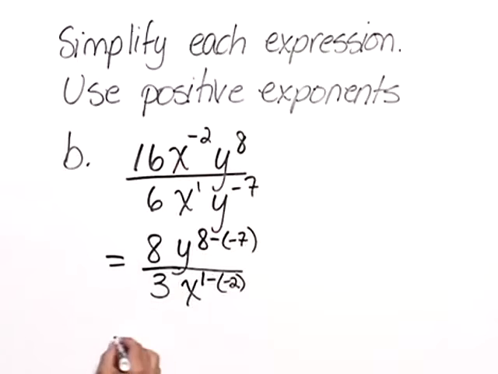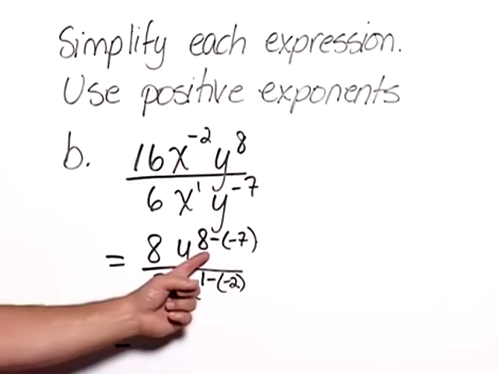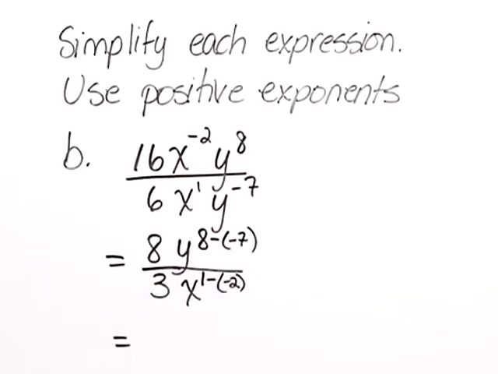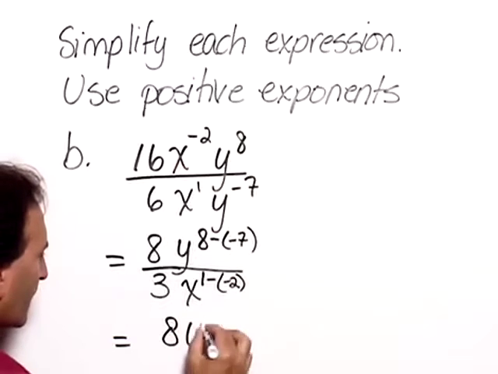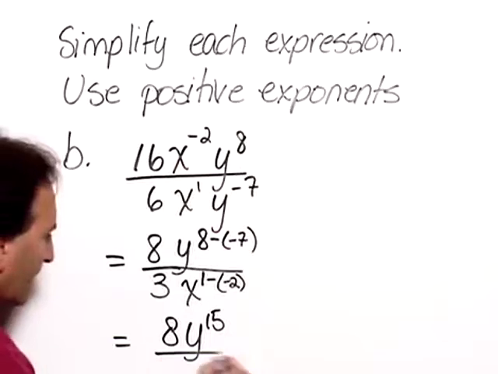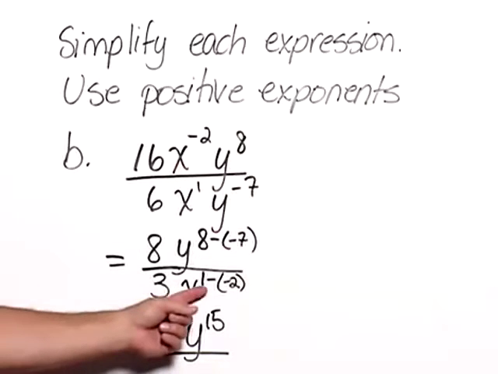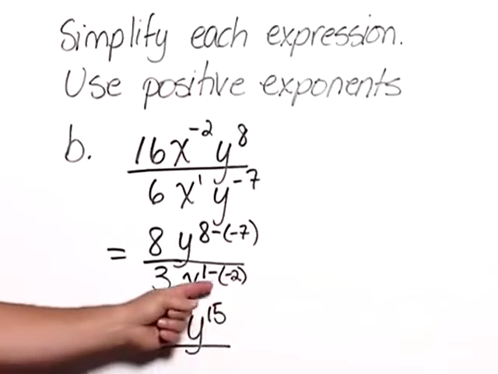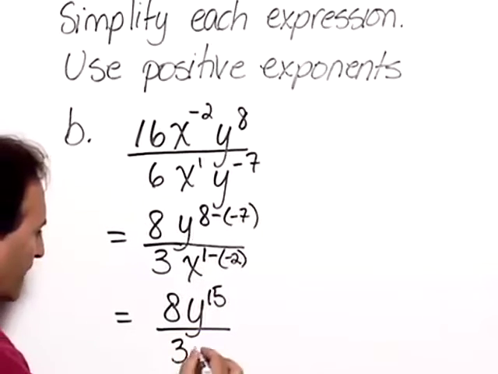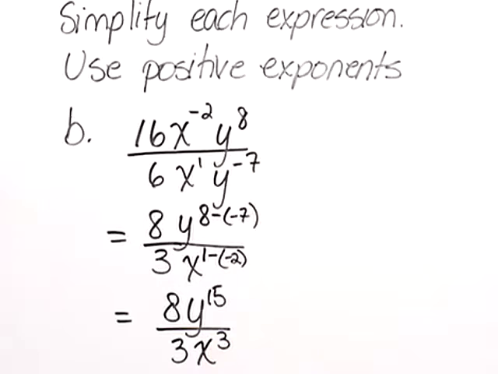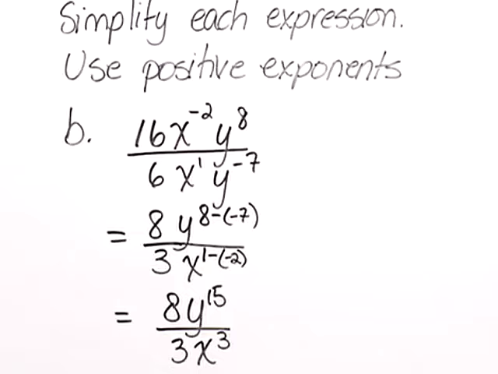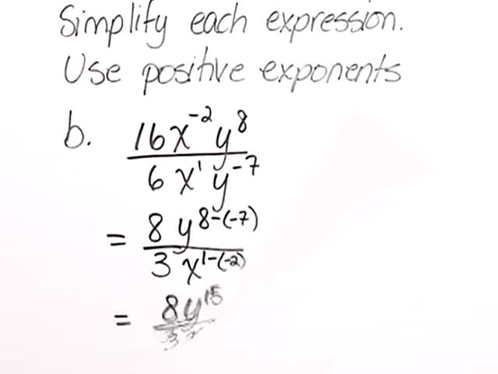So now we can simplify this. In the numerator, 8 minus a negative 7 is really 8 plus 7, and 8 plus 7 is 15. So in the numerator, we have 8 times y to the 15th. And in the denominator, the 1 minus a negative 2 is like 1 plus 2, which of course is 3. So that's 3 times x cubed. And our final answer then is 8y to the 15th divided by 3x to the 3.